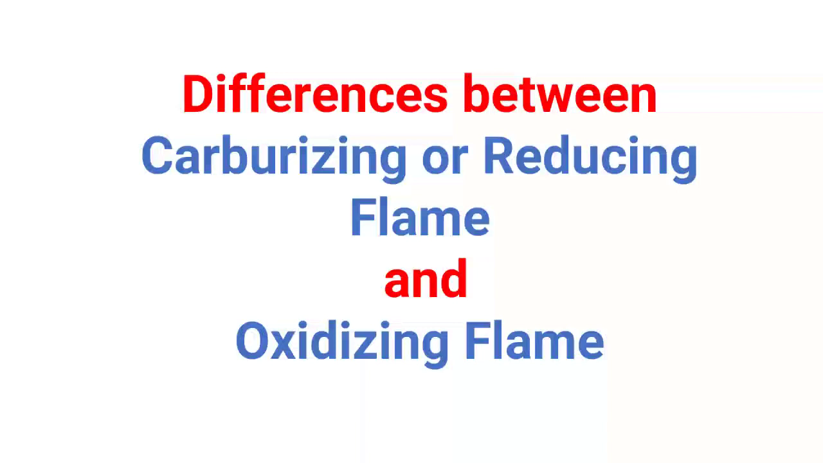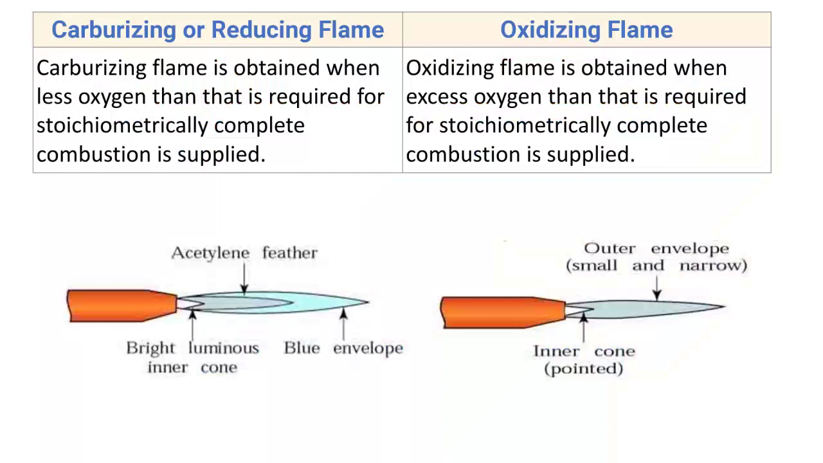In this video, we will discuss the differences between carburizing or reducing flame and oxidizing flame. These flames are produced in gas welding. The very first difference: carburizing flame is obtained when less oxygen than that required for stoichiometrically complete combustion is supplied, that is, oxygen is supplied less than the stoichiometric ratio.